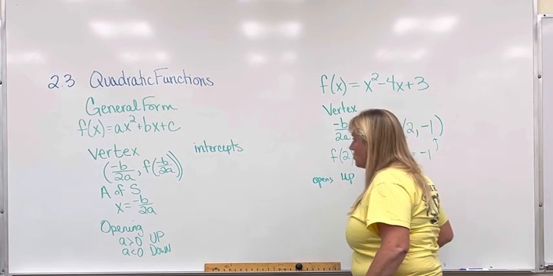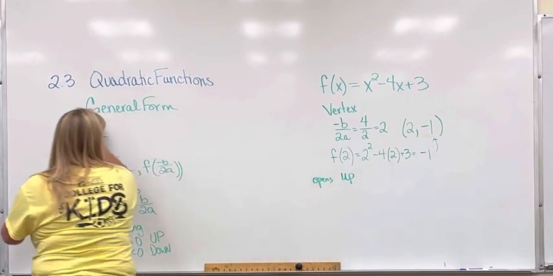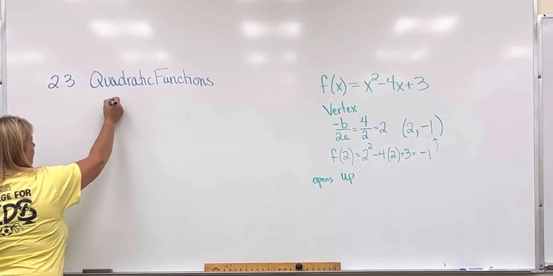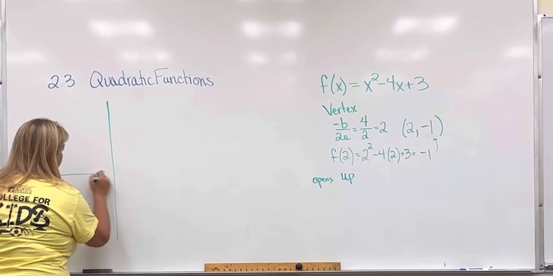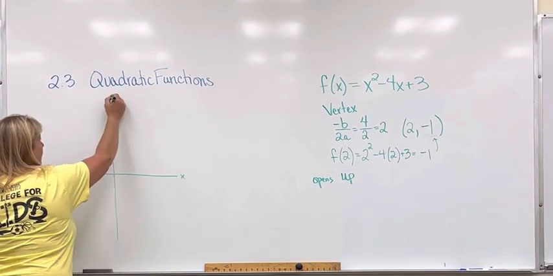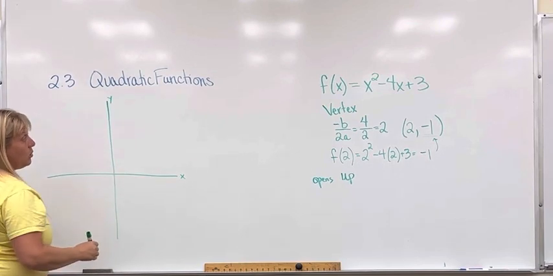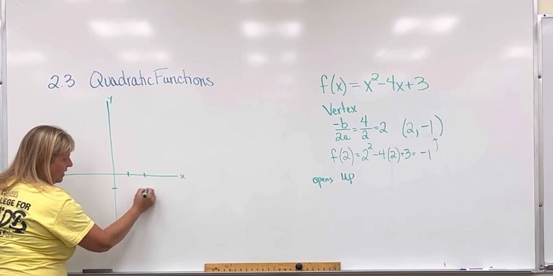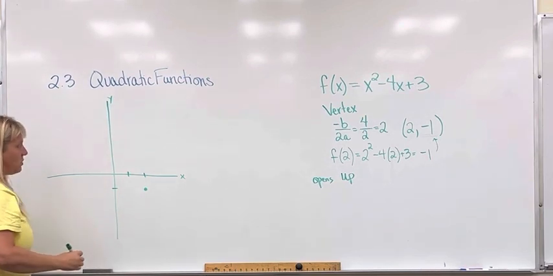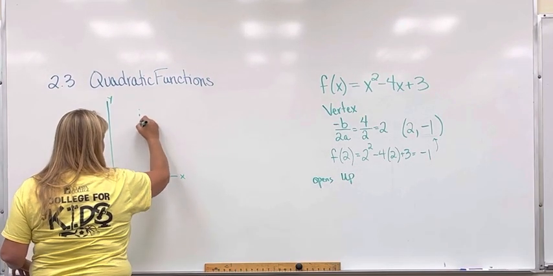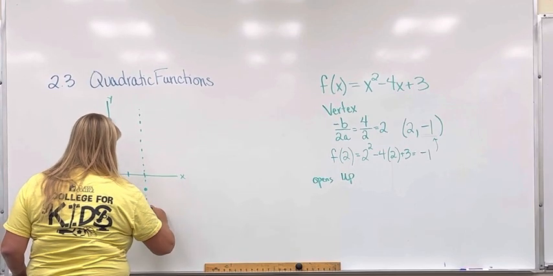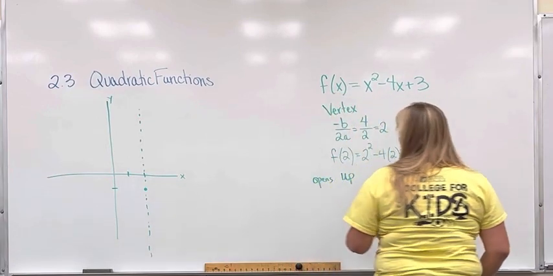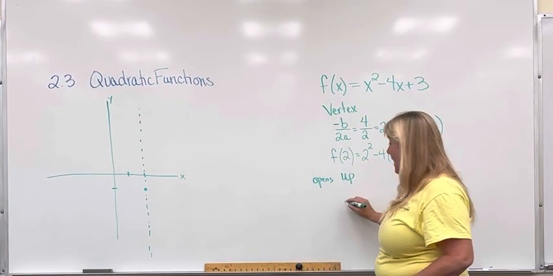Okay, so let's start drawing a graph over here. Nice big graph again. Okay, so we know that our vertex is going to be over 2 and down 1. So there is our vertex point, and we know that we have this axis of symmetry running like that. Now, the other things that we need to find are the x and the y intercept.